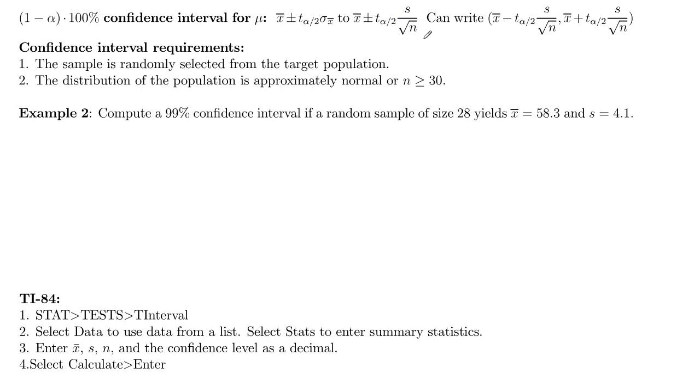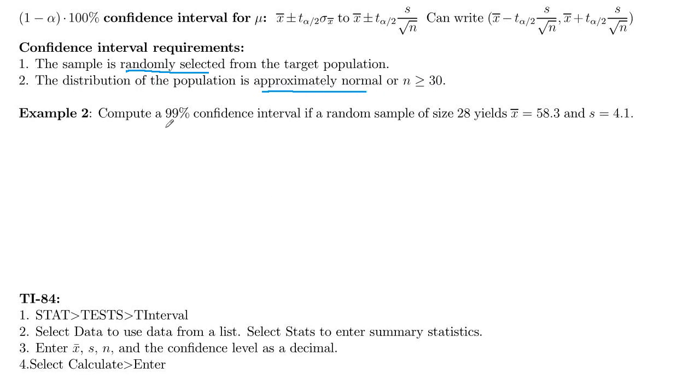And this is the shorthand, remember, for point estimate minus the margin of error to point estimate plus the margin of error. So our confidence interval requirements here are that our sample is randomly selected from the population of interest, and that the distribution of the population is approximately normal, or n is greater than or equal to 30. And here when we're doing a t-interval, our sample size is not greater than or equal to 30. So we're assuming approximately normal.